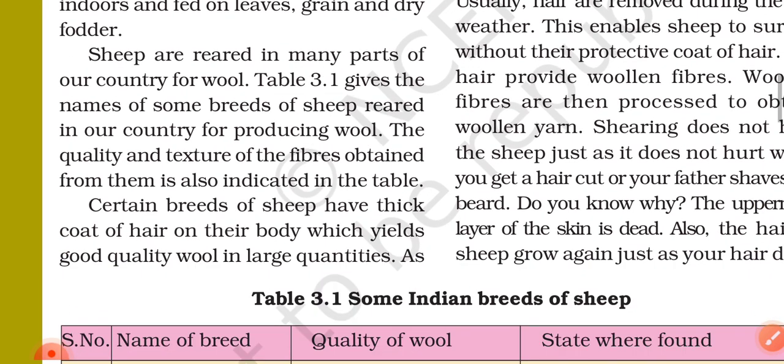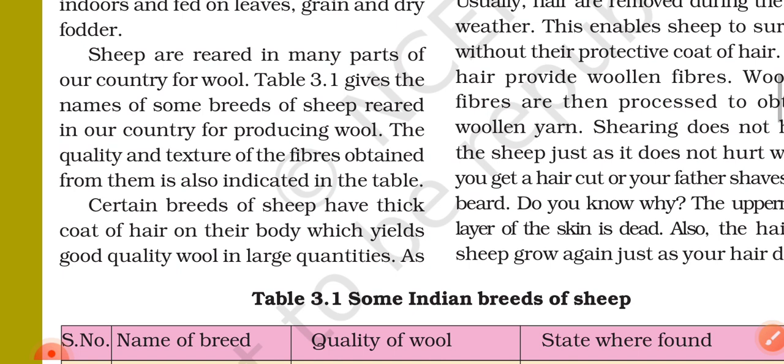Sheep are reared in many parts of our country for wool. Table 3.1 gives the names of some breeds of sheep reared in our country for producing wool. The quality and texture of the fibers obtained from them is also indicated in the table.